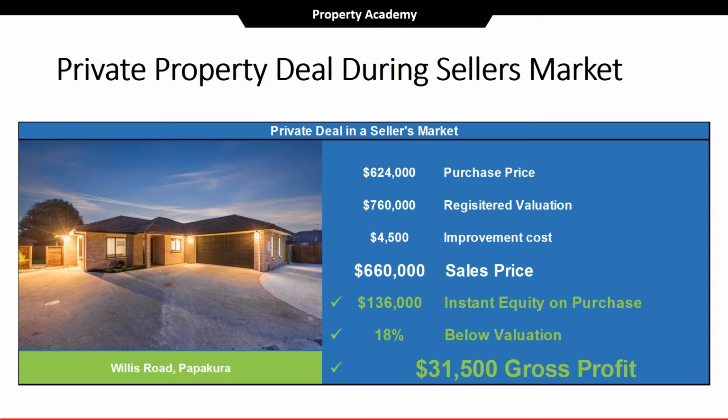Now, the problem with this deal was the vendor had already tried to put it on the open market, and you're probably thinking, if it's a seller's market, she should have easily sold it. Well, the problem was that she was constrained with time and needed a quick settlement, which maybe put a lot of people off. What I also realized when I walked into the property was that I could spot a few things that would make buyers walk away.